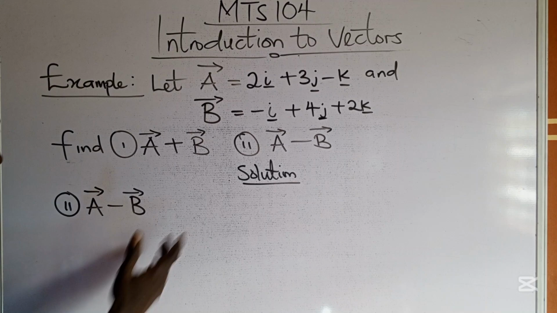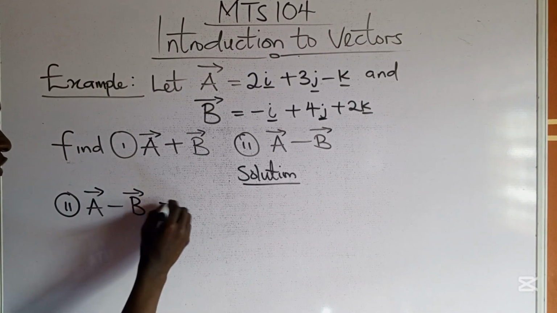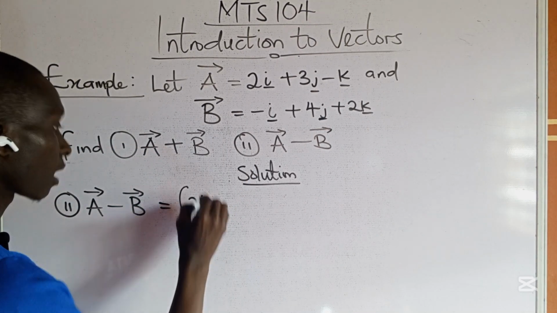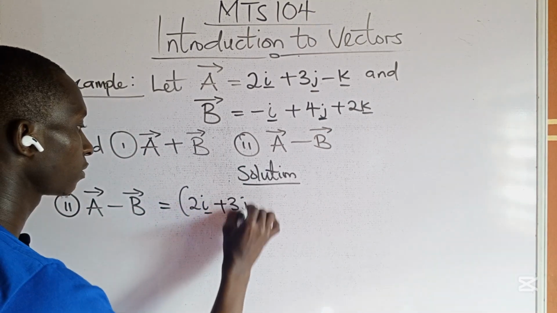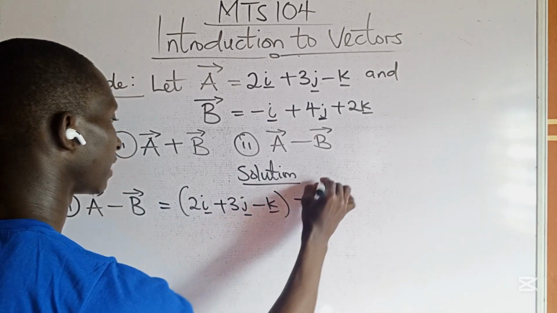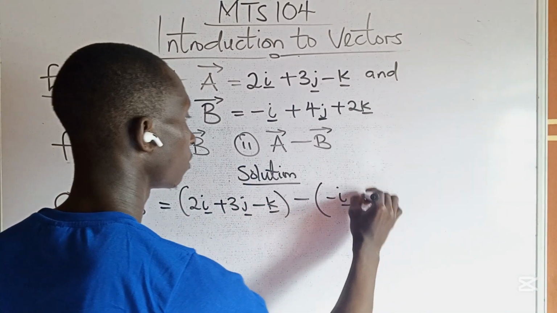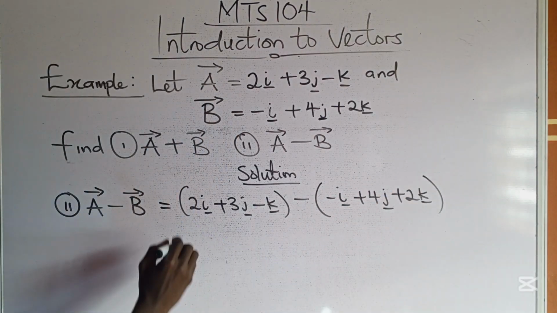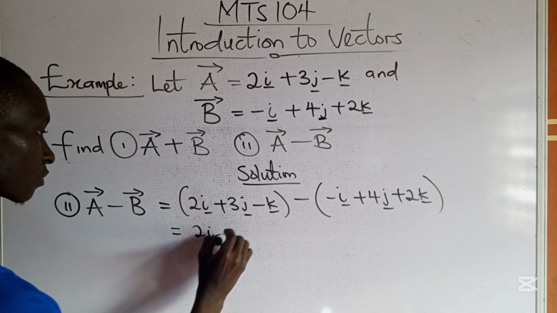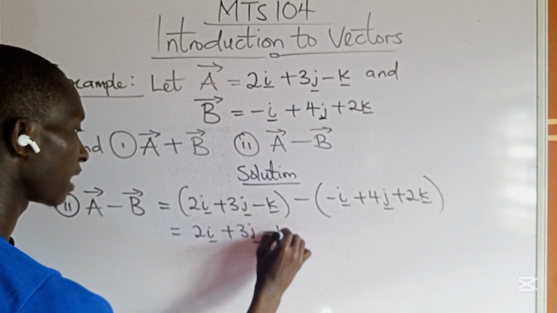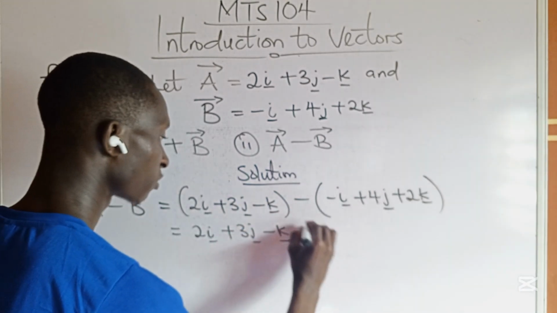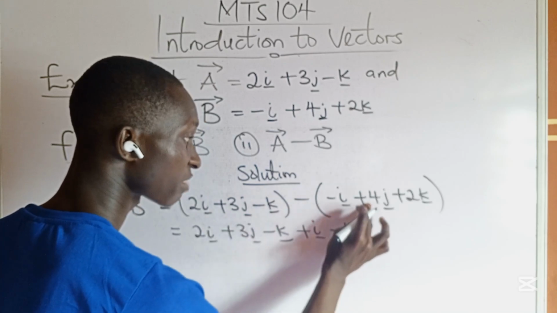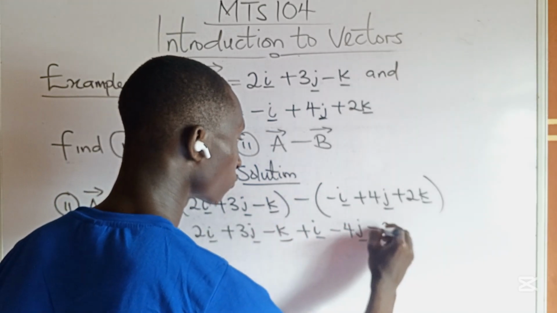Now that we've gotten that, let's attempt example 2. The second says vector A minus vector B. And vector A is 2i plus 3j minus k, minus i plus 4j plus 2k. Now let's expand. So that means we have 2i plus 3j minus k. Minus times minus becomes plus i, minus 4j, because plus times minus is minus. Minus times this becomes minus 2k.